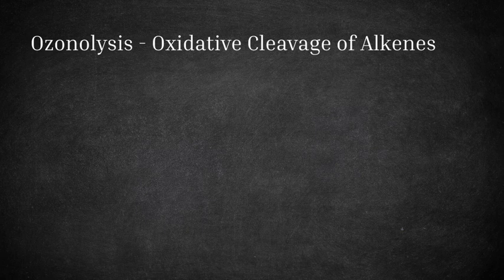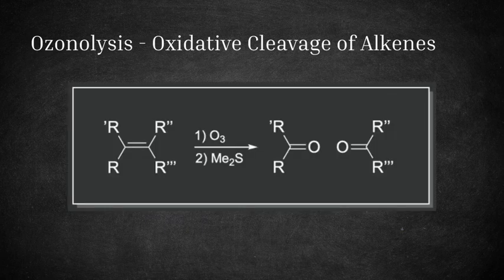The second to last reaction we will cover is ozonolysis, also known as the oxidative cleavage of alkenes. This reaction cleaves a carbon-carbon double bond, breaking the alkene into two separate fragments. Each carbon of the double bond is oxidized to form a carbonyl group, such as an aldehyde, ketone, or carboxylic acid, depending on the reaction conditions and the substituents on the alkene.